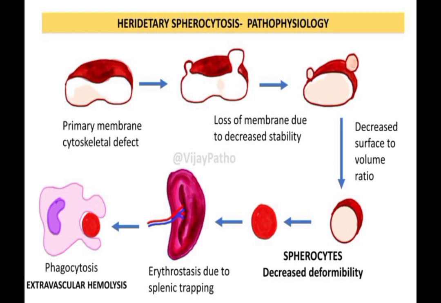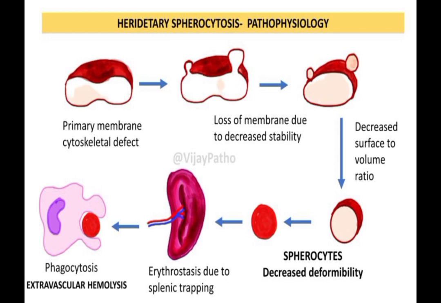Certainly, congenital spherocytosis is a condition characterized by a primary defect in the red blood cell membrane and cytoskeleton, leading to the formation of rigid spherical cells called spherocytes. These spherocytes are recognized as abnormal by the spleen and are removed from the circulation through phagocytosis, causing extravascular hemolysis due to their abnormal shape.